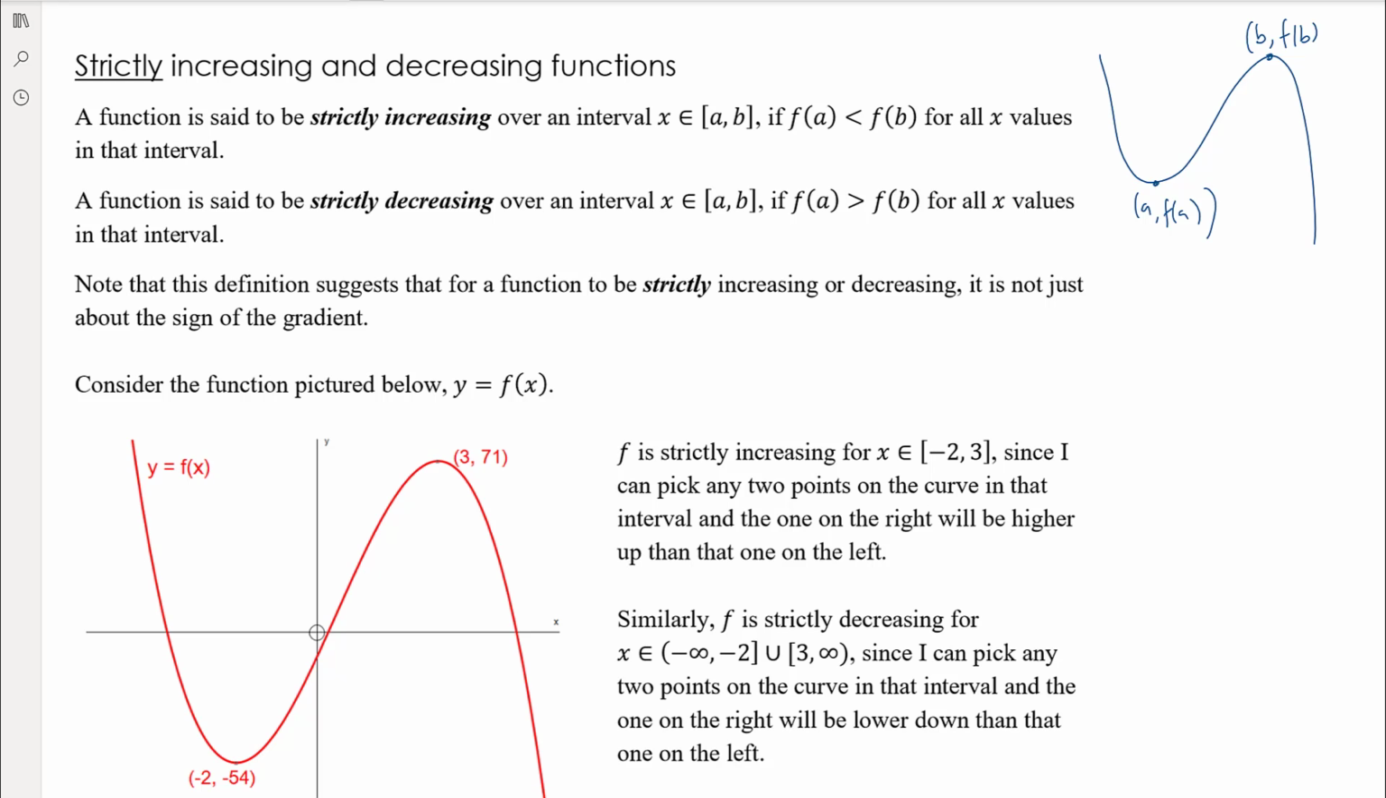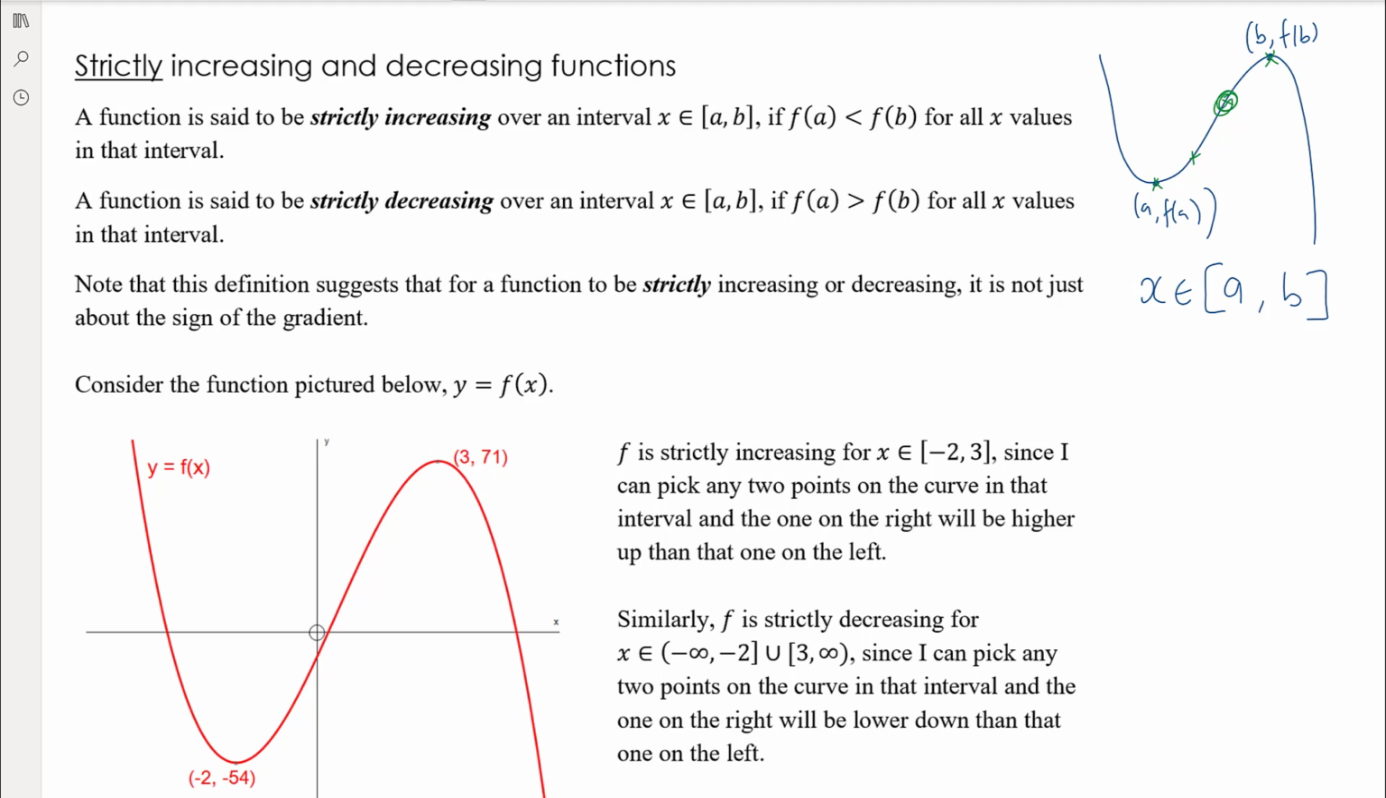A and B. However, it is a strictly increasing function where x is an element of A to B, including A and B. And the idea is that I should be able to pick any 2 points within this interval, that point and that point, this point at A and this point here, this point here and this point at B. And no matter which pair of points I choose, the one on the left will be lower down than the one on the right. F at A, f at the smaller x value will be lower down than f at B. So the value of the function at the bigger x value.